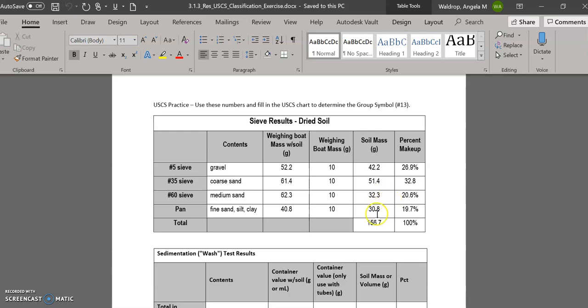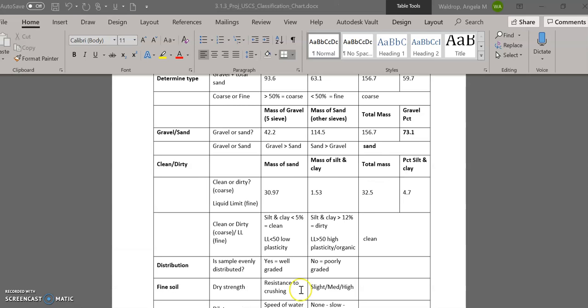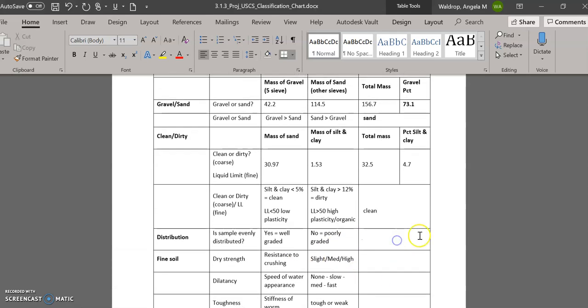Okay. Now here our sample size is 156.7. So if we simplify that, about 15 grams is 10%. But since the difference between our highest and lowest is over 20, we're going to say that is not well graded. So we'll go here and we'll say no.